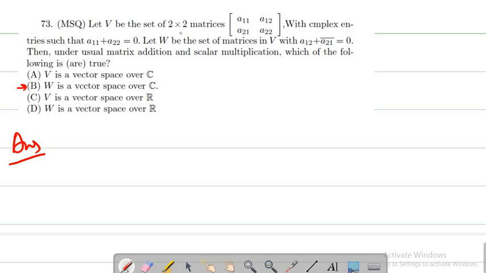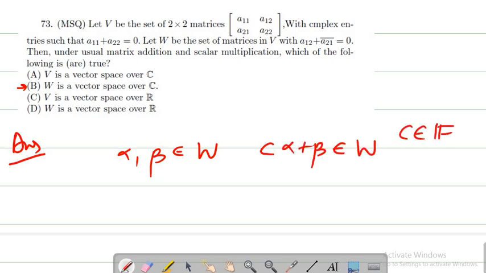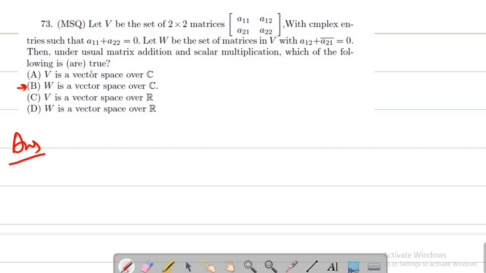Yeah, it is enough to check that if you take two vectors alpha and beta from W, and we can find that c alpha plus beta belongs to W for any c in F, then we can say that it's basically a subspace. So if you want to check whether it's a vector space over C, it's enough to check just this particular property for W. We can claim whether it's a vector space or not. So I'm just checking this property here to claim whether it's a vector space over C or not.